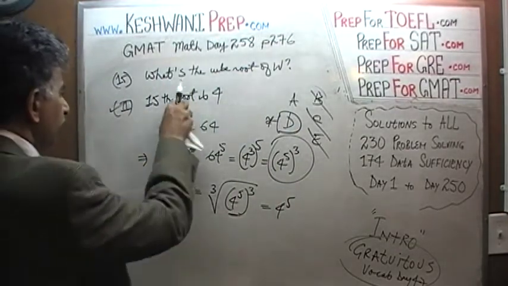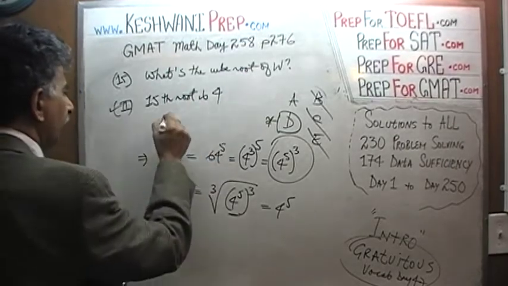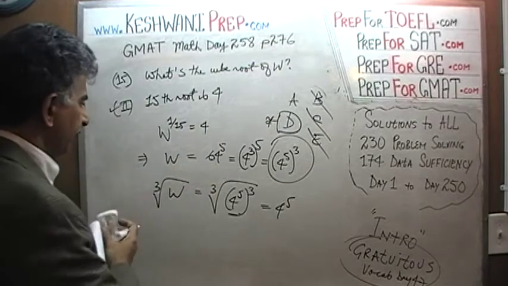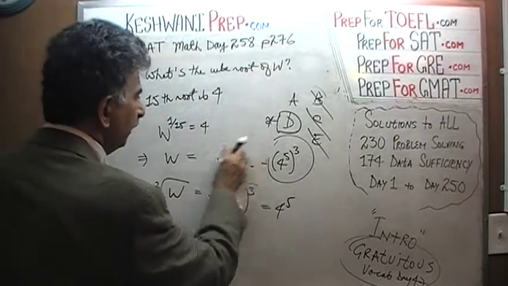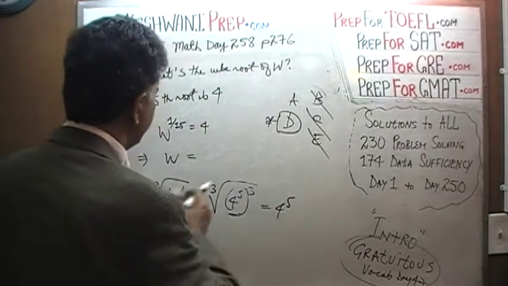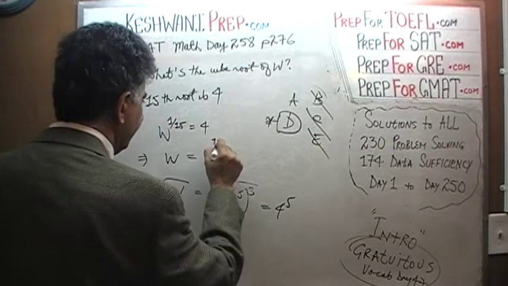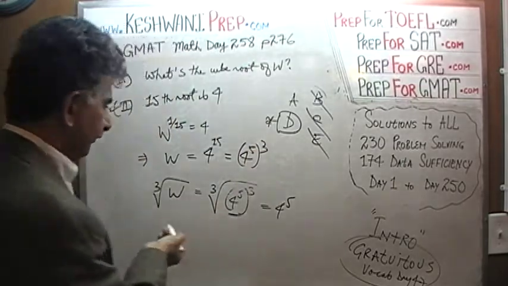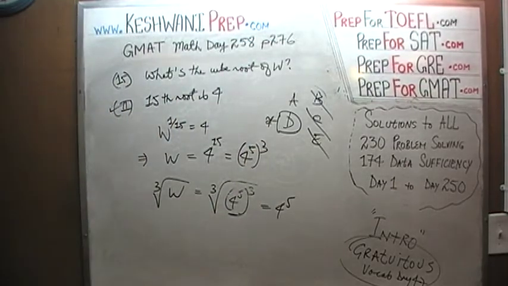The 15th root of W is 4. That implies that W must be 4 raised to 15, which can be written as 4 raised to 5 to the third, and the rest is the same. That's all. Let's do the next one, shall we? Next problem.